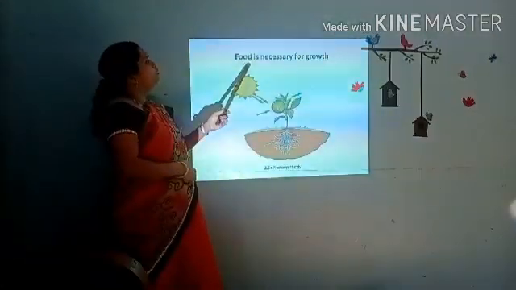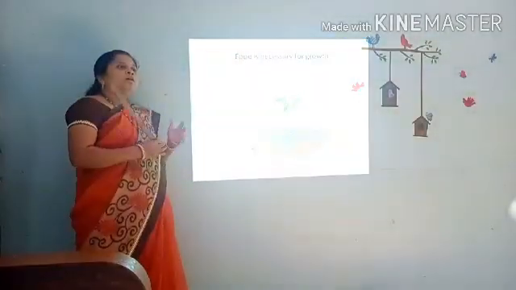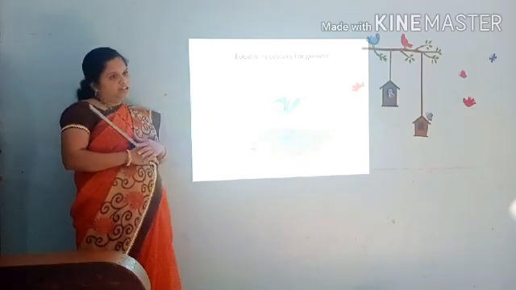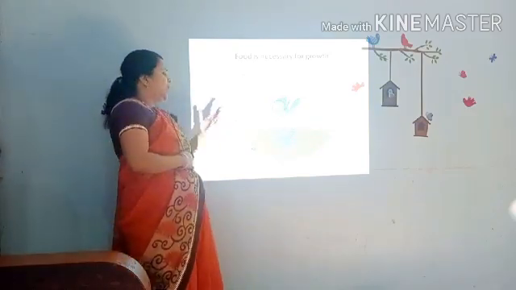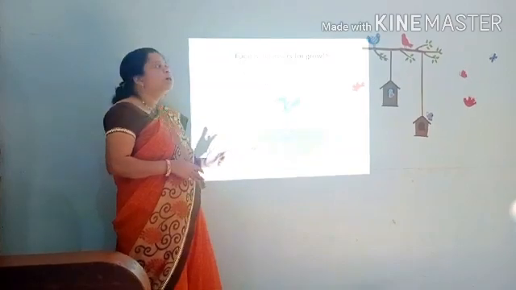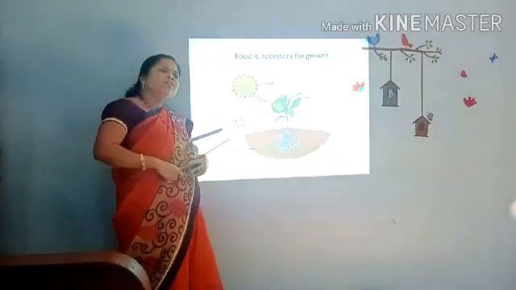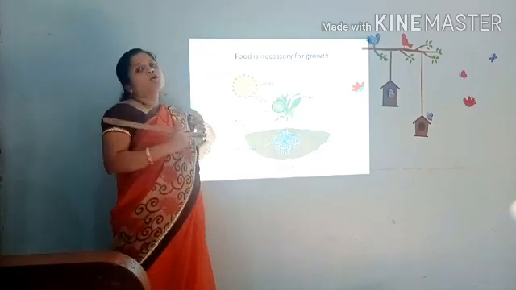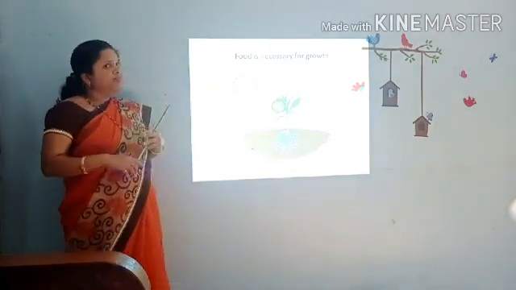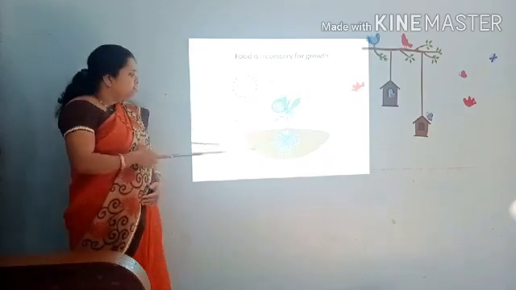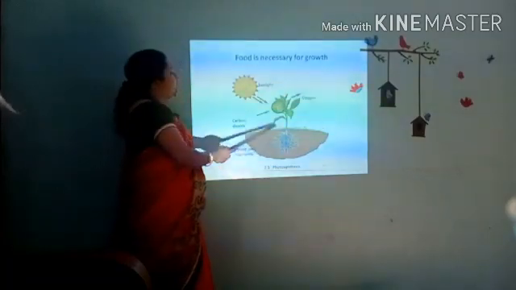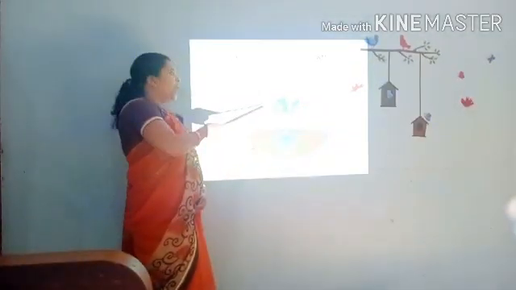For growth, food is necessary. When we eat food, then only growth takes place. Like that, plants also need food. So how can plants prepare their food? We prepare our food, our mother cooks for us. But how do plants prepare their food? Plants also prepare their food, with the help of water and nutrients from the soil and carbon dioxide from the atmosphere.